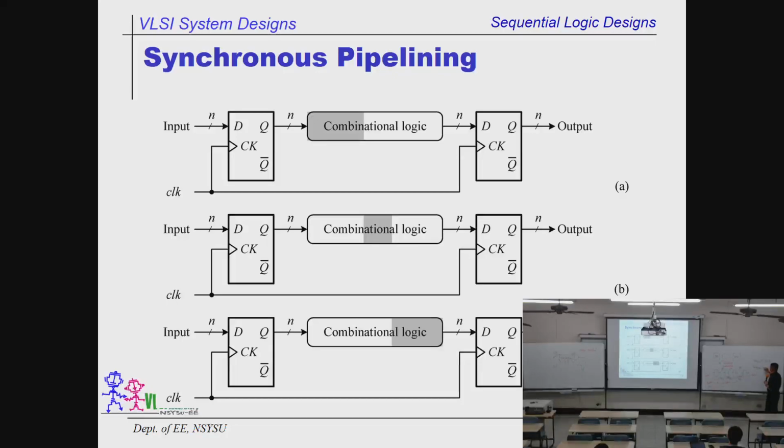But if you use pipelining, what is the delay? The delay will become n plus 2. This is the number of stages, n plus 2, n plus 3. I think it's n plus a constant. And everyone else will get out there at the same clock.